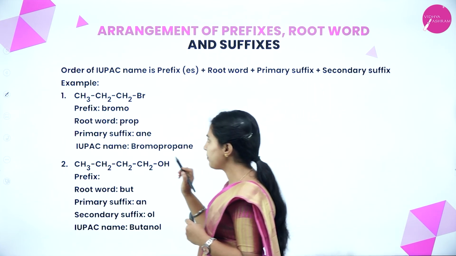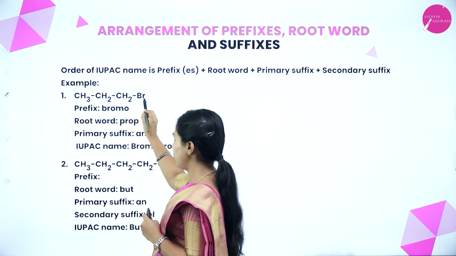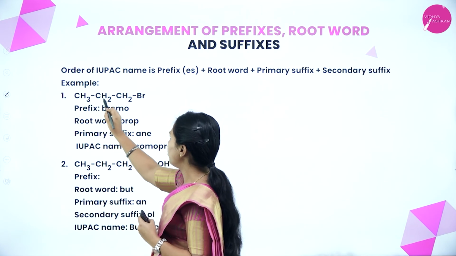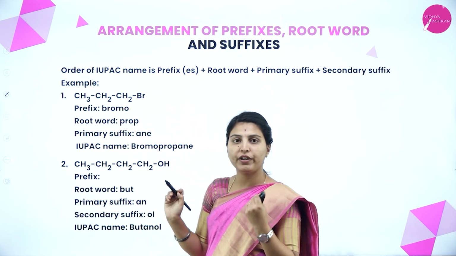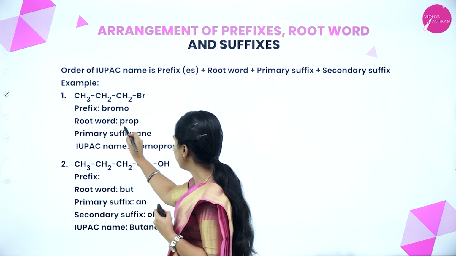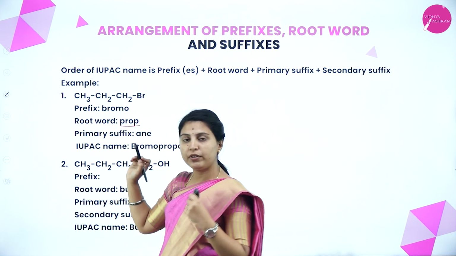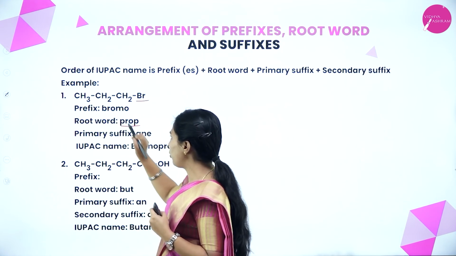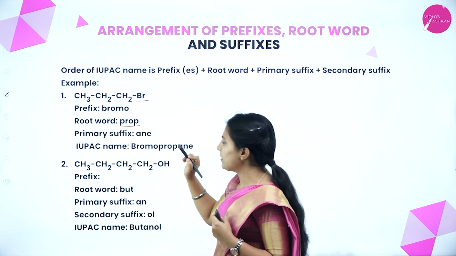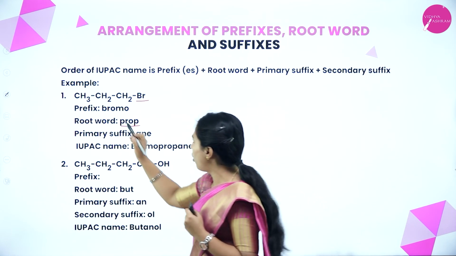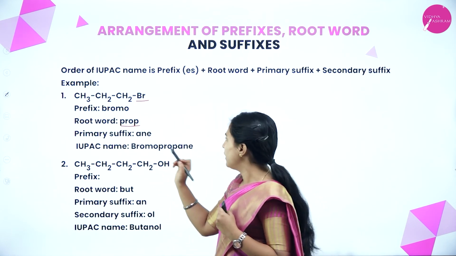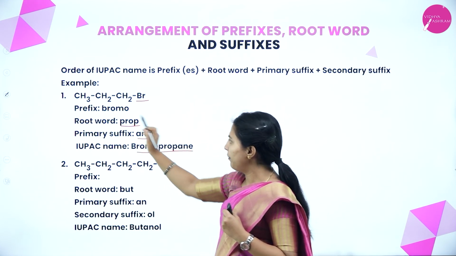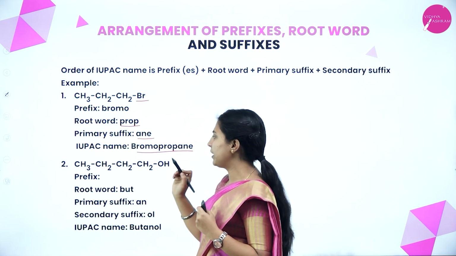See here example. CH3, CH2, CH2Br. First you have to see the number of carbon atoms. 1, 2, 3. 3 carbon atoms. What do we have to use as the root word? Prop. See here. Before that, prefix means you are having the halogen, halo. In that bromo is there. That's why bromo. Root word prop. Primary suffix. Nature of carbon atom. All are single bond. That is saturated. That's why ane. IUPAC name. Bromopropane. Overall, prefix, root word and primary suffix.